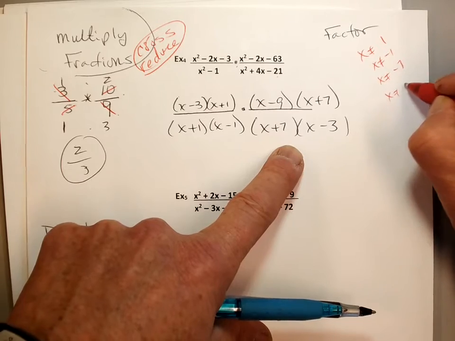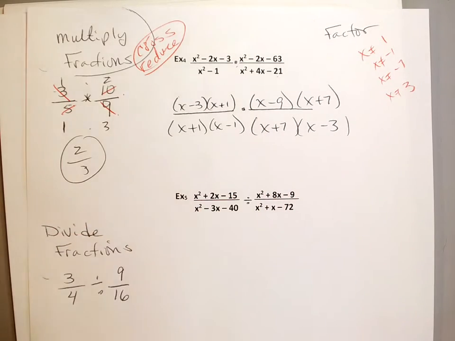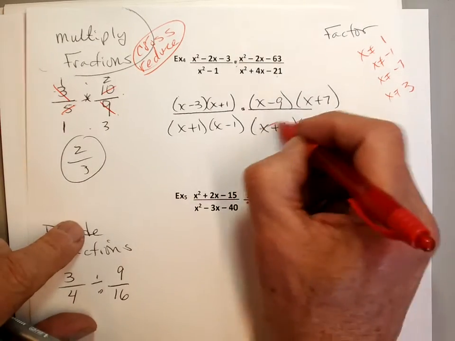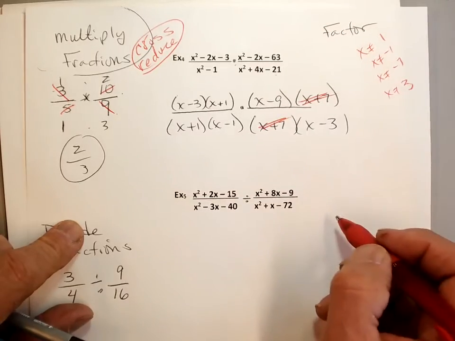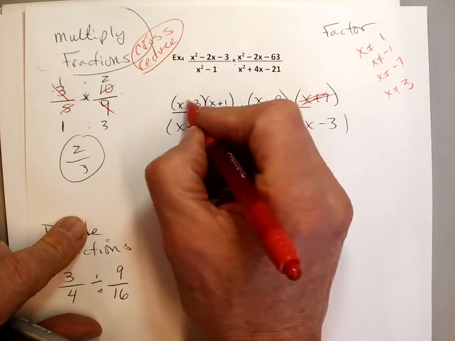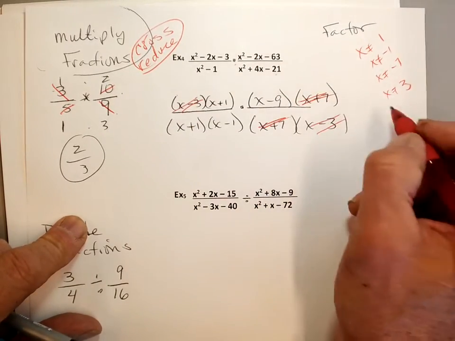X cannot equal 3, right? Those are my excluded values. But here comes the fun part. Let's cancel, right? Anything on the top. So this x plus 7 cancels x plus 7, right? Anything on the top. This x minus 3 cancels x minus 3, okay?